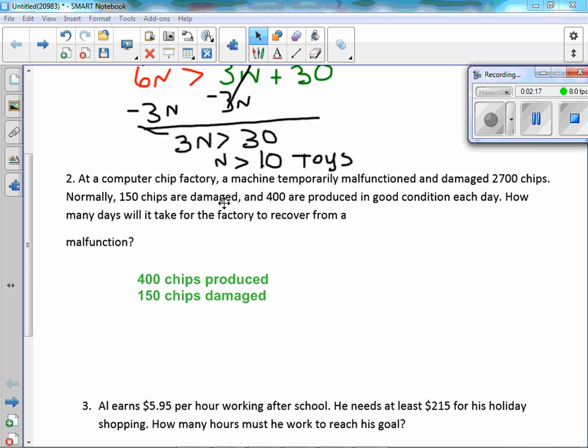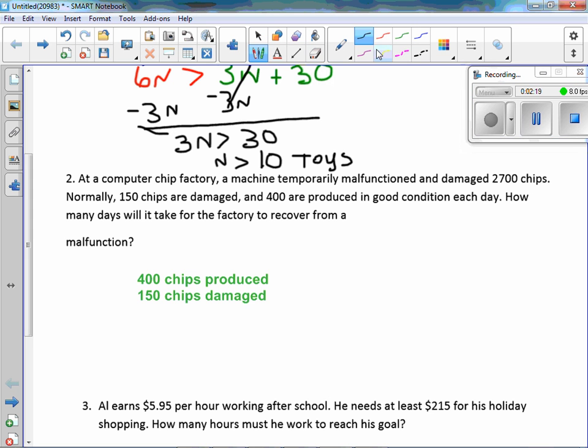A computer chip factory machine temporarily malfunctioned and damaged 2,700 chips. Normally, 150 chips are damaged and 400 are produced in good condition each day. How many days will it take for the factory to recover from the malfunction?